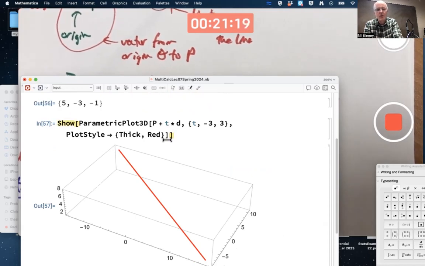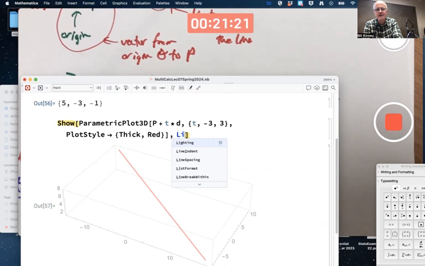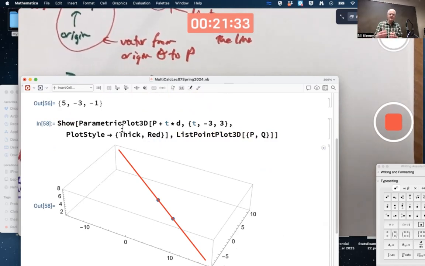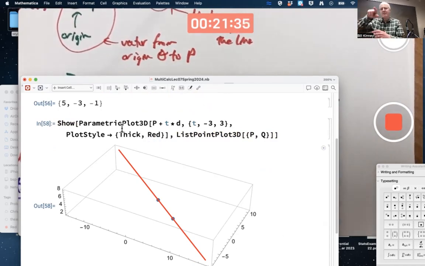We want to plot the points P and Q. I think it's list point plot 3D is one way to plot them. P and Q, there they are. If I'd like to get some perspective on where this is, again, Mathematica makes the positive x-axis go to the right, whereas I made it come toward you more. So I'd have to turn this thing.